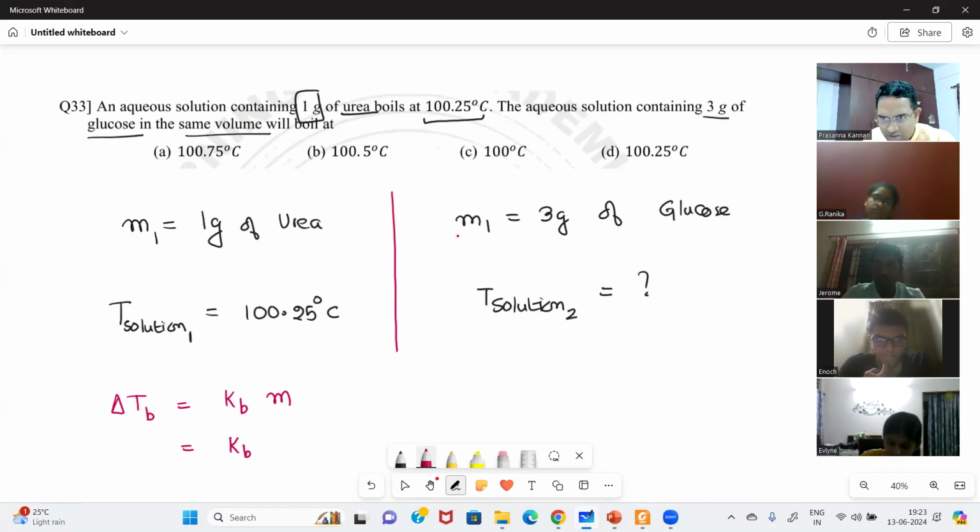Correct? So, Enoch, tell me what is the formula for molality? Number of moles by mass of solution in kg. Not solution, Enoch. Mass of solvent. Solute in kgs. Not solute, solvent.